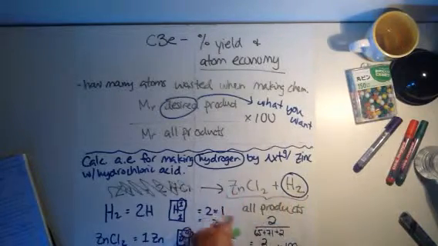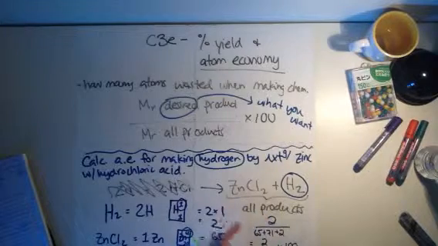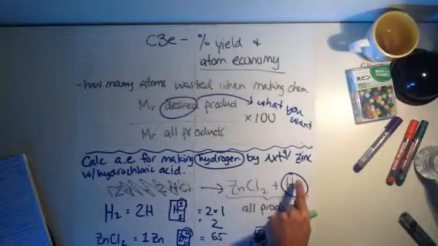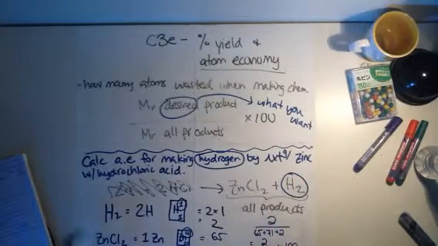Zinc chloride and hydrogen, that's all the products together, but what we want out of this reaction is only the hydrogen. So we just go on to calculate the relative formula mass for hydrogen and zinc chloride, just like you had in C3d. So hydrogen, 2 atoms of it, so 2 times 1 gives you 2. Zinc chloride, 1 zinc, 2 chlorines. So you look up zinc and that's 65. Chlorine is 35.5, but because there's 2 of them, you times it by 2. That gives you 71.